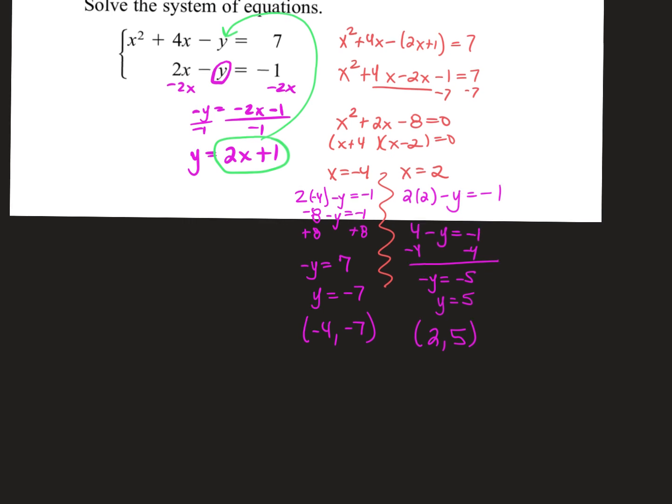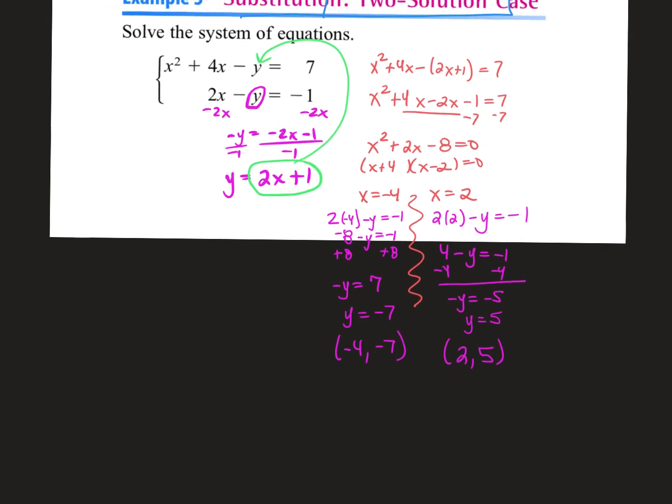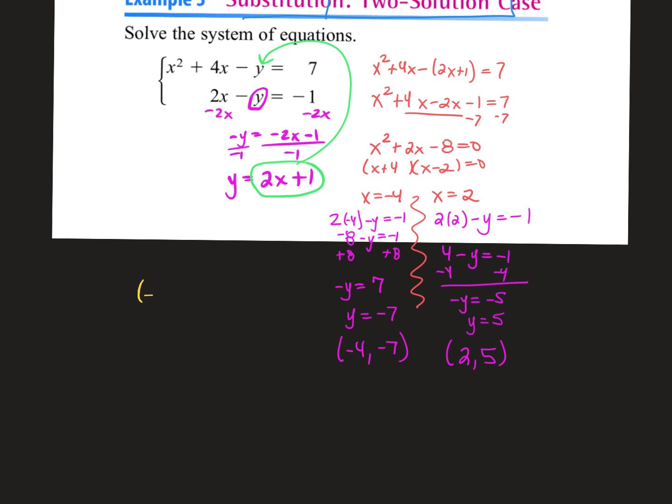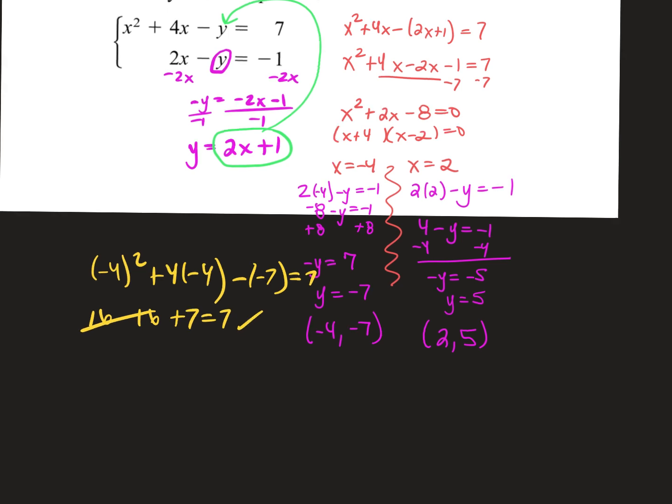So let's plug back into both equations for 1 second and just make sure that they both work. So here I have x squared, I'm going to use negative 4 squared, plus 4 times negative 4 minus a negative 7. Does that give me positive 7? Well, think about this. Negative 4 squared is 16, minus 16, minus a negative gives me plus 7, right? Equals 7. What happens with 16 minus 16? Cancel, so 7 equals 7. You're right.